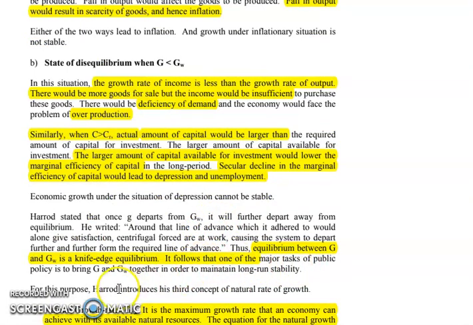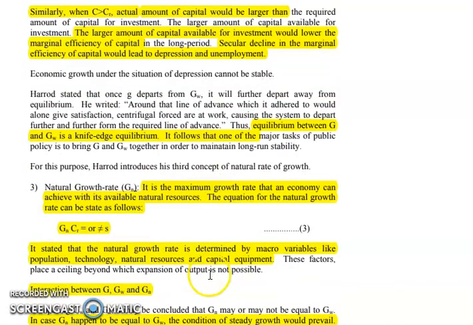The equilibrium between G and GW is called knife edge equilibrium. G equal to GW is the condition of knife edge equilibrium. One of the major tasks of public policy is to bring equality between G and GW in order to maintain long run stability. For this purpose, Harrod introduces his third concept, the natural rate of growth, that is GN. This is the maximum growth rate that an economy can achieve with its available natural resources.